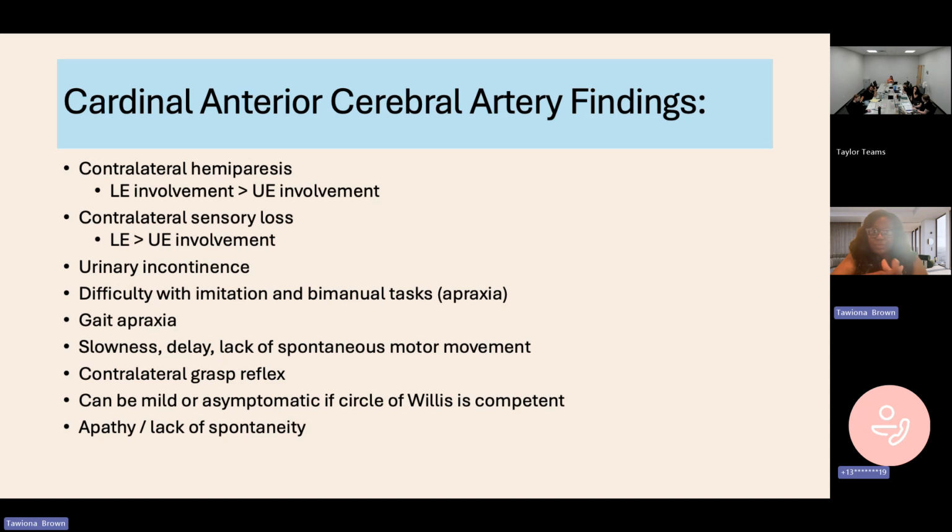And now we get into those motor issues: difficulty with initiation and bimanual tasks with the hands. So that's getting into that supplemental motor association area. That's getting into that primary motor cortex.